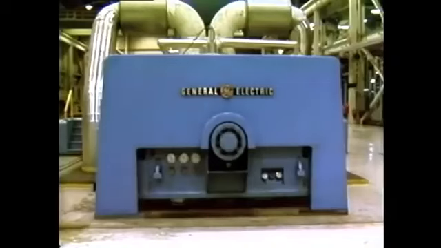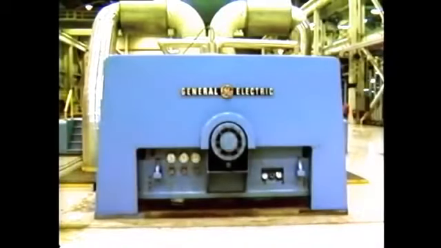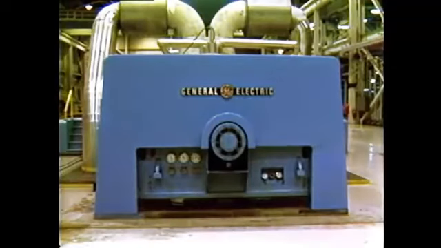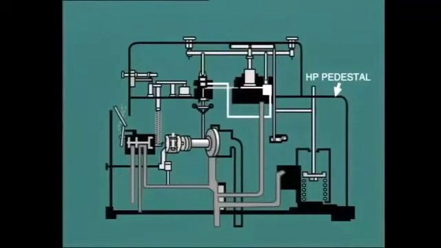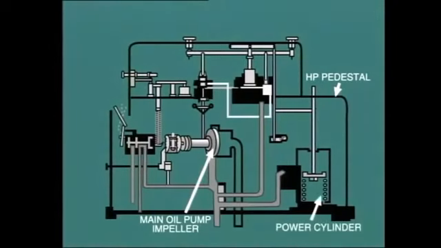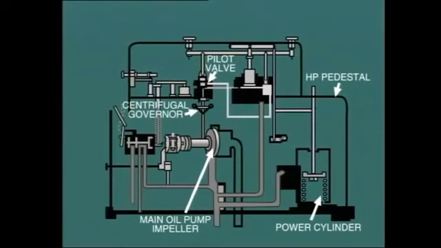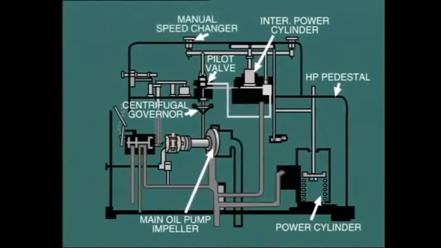Much of the equipment that we have been discussing is contained in the front end pedestal of the turbine. In fact, this is often called the governor pedestal. In this schematic, we can see the main oil pump driven directly from the turbine shaft, the power cylinder, which operates the control valves, the centrifugal governor and its pilot valve, an intermediate power cylinder between the governor pilot valve and the main power cylinder, the hand wheel for manual operation of the speeder gear, a load limit hand wheel which can be set to restrict the turbine output, and the trip relay which operates the stop valves.